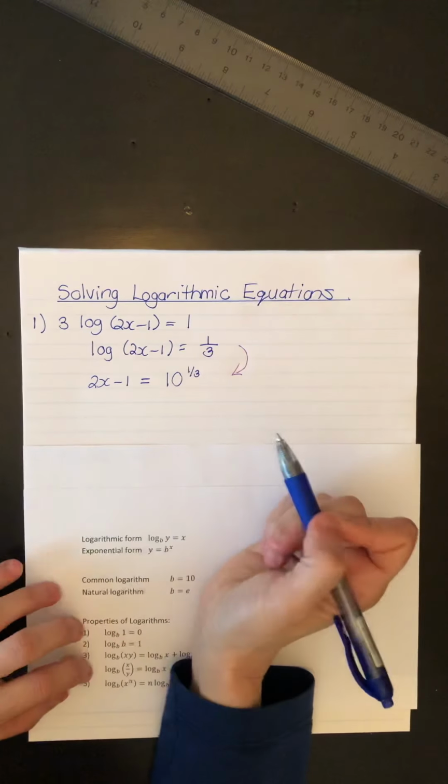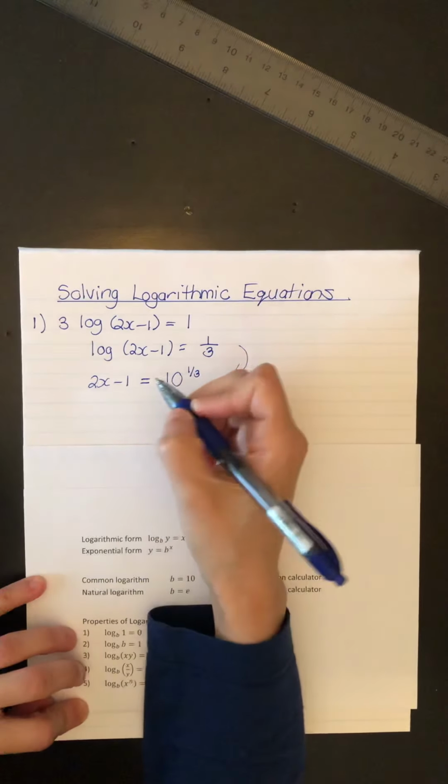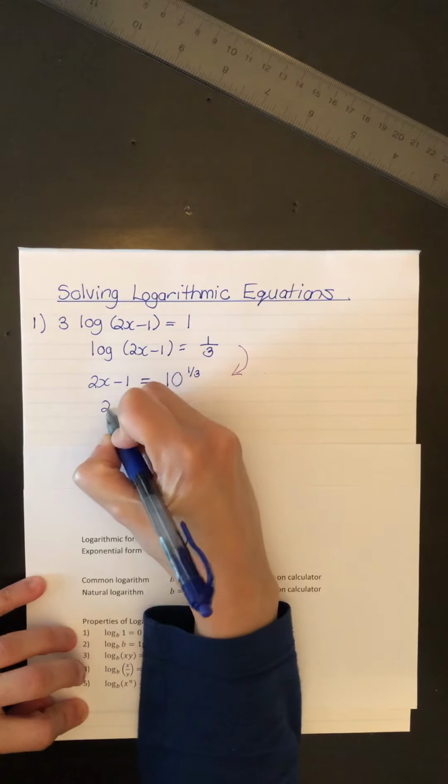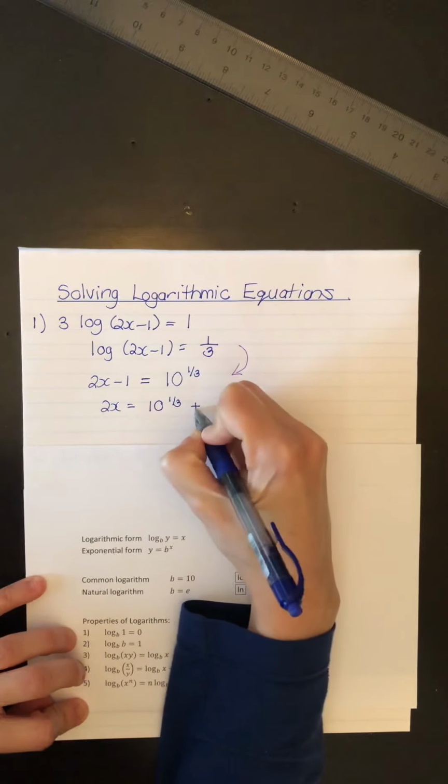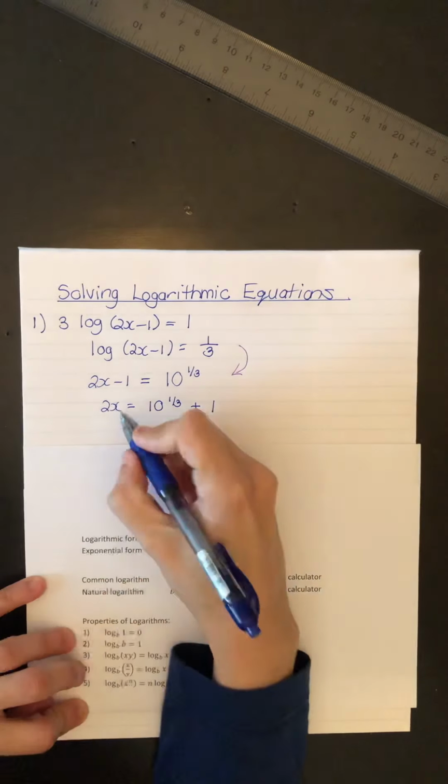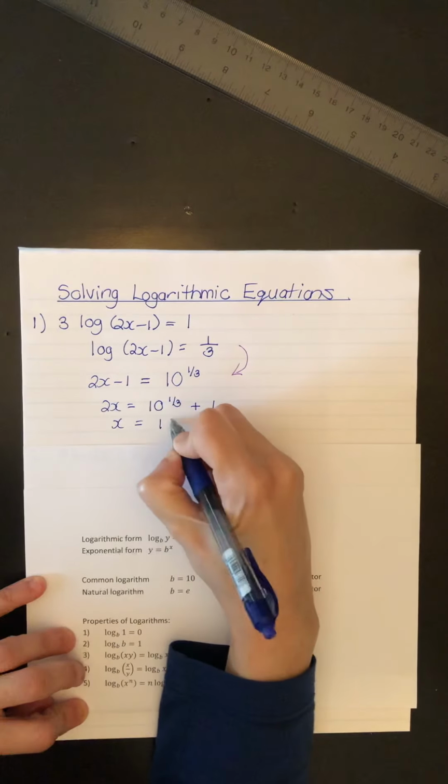Okay, all we need to do now is isolate x, which means a little bit of algebra, including first adding 1 to both sides and then dividing both sides by 2.